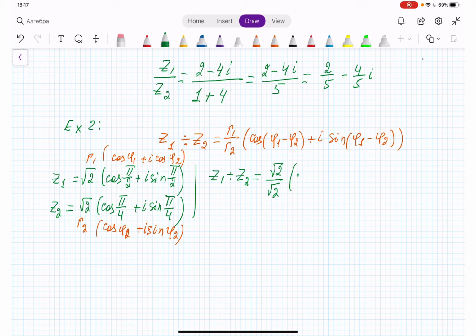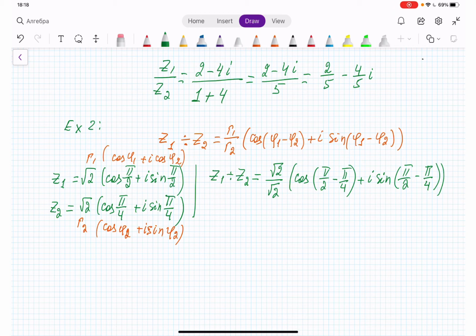cosine of theta 1 minus theta 2, which is going to be theta 1 is half a pi minus a quarter of pi, plus I sine, again half a pi minus pi over 4.